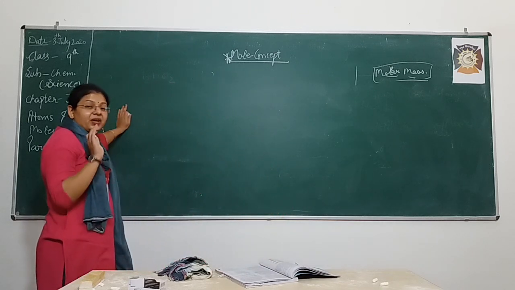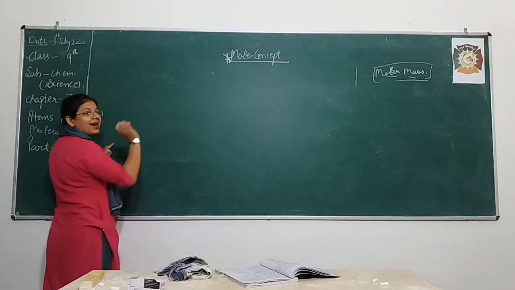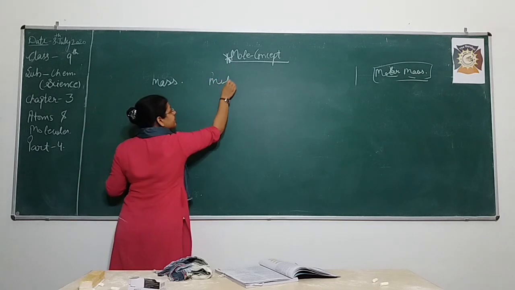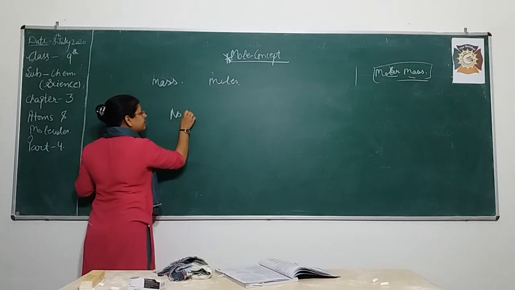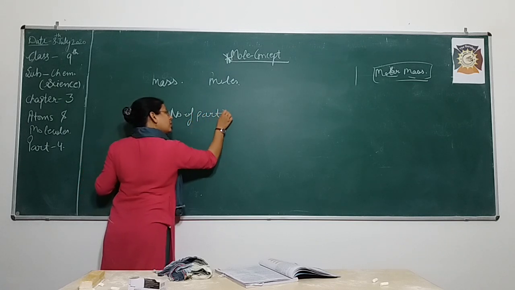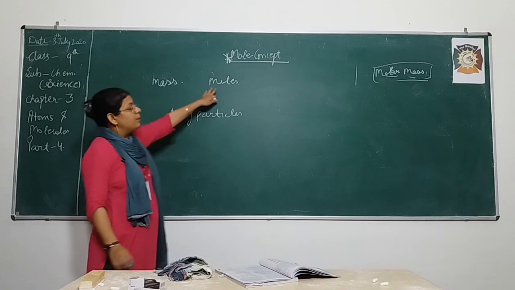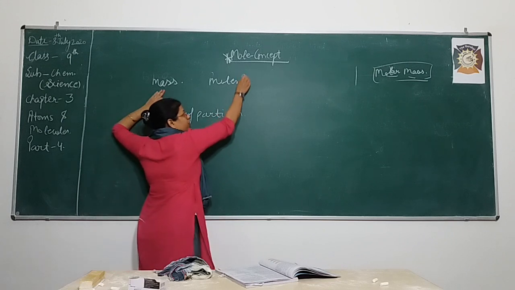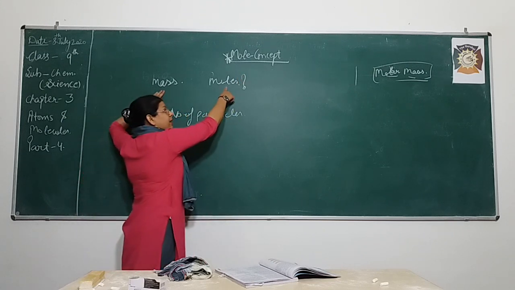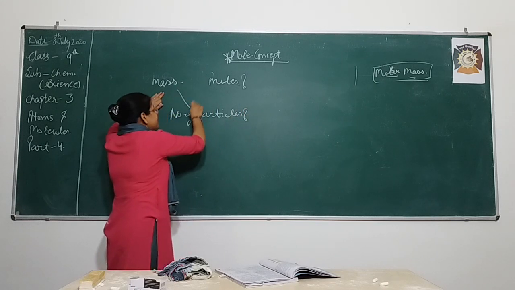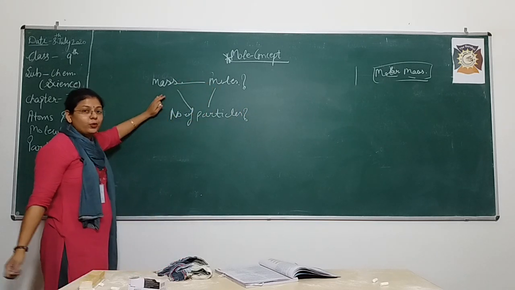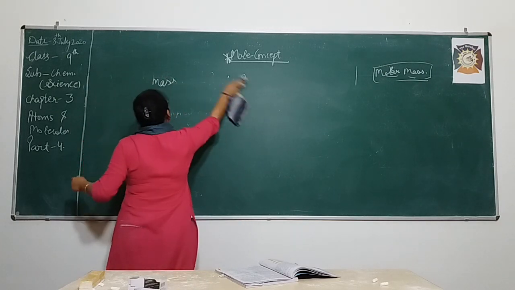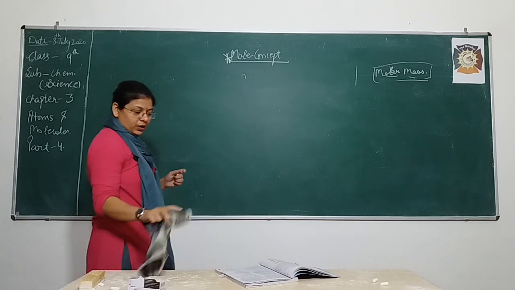Now there are 3 types of numericals, but they are interrelated to each other: mass, moles and number of particles. In some numericals he has given you the mass and asked for the number of moles. In some cases he gave you the moles and asked for the number of particles. That means these 3 are interrelated to each other. So I am going to explain one numerical here in which I am going to find out the number of moles and the number of particles, each and everything.